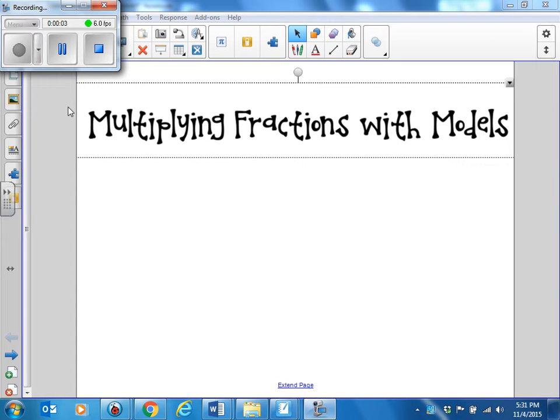Welcome to the video on multiplying fractions with models. Whenever I'm finishing up one today, you may need to pause the video so that you can complete the examples in your notes. I'm only going to do the first 3 or 4, and then I'm going to have you complete the rest. And then I'm going to take you to another type of problem.